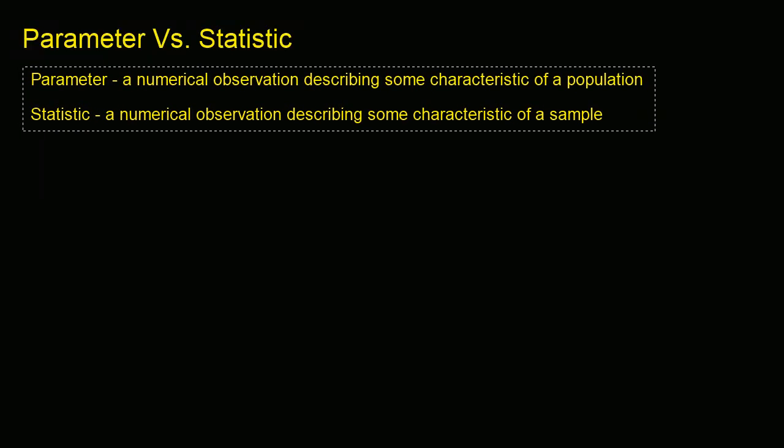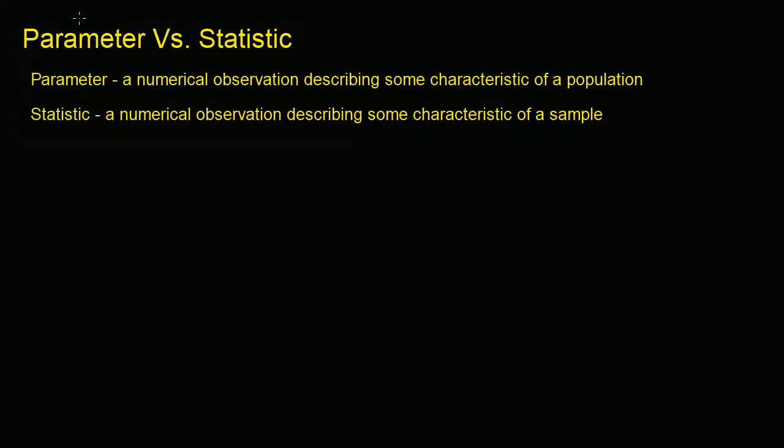So a parameter is a numerical observation describing some characteristic of a population. Okay, so population is the key word now. All right, so parameter and population. Then a statistic is a numerical observation describing some characteristic of a sample. All right, so population for parameter, sample for statistic.